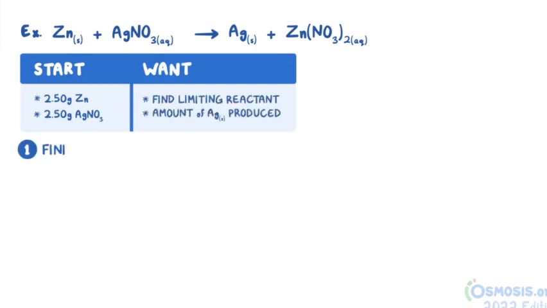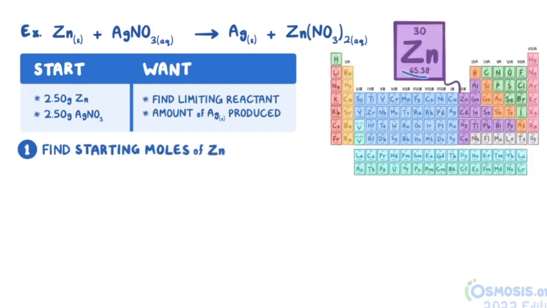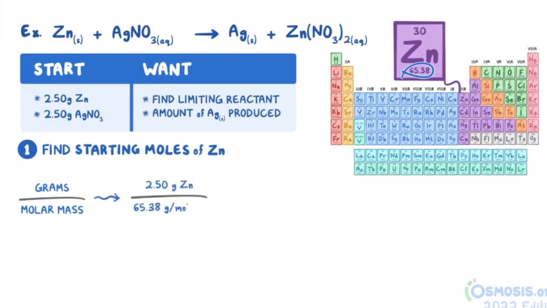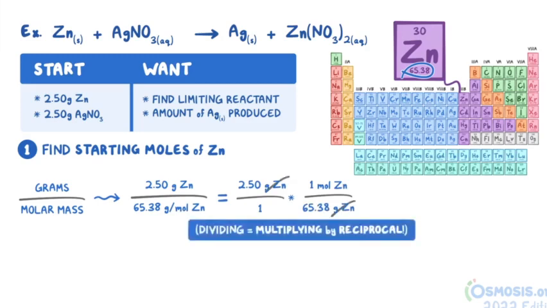First, we need to find the starting number of moles of zinc, and we do that by dividing the grams by the molar mass of zinc. We can look up the molar mass on the periodic table, and it's 65.38 grams per mole. So 2.50 grams divided by 65.38 grams per mole gives us 0.0382 moles of zinc.